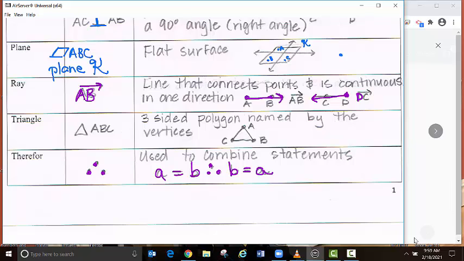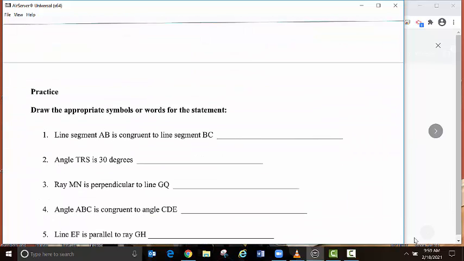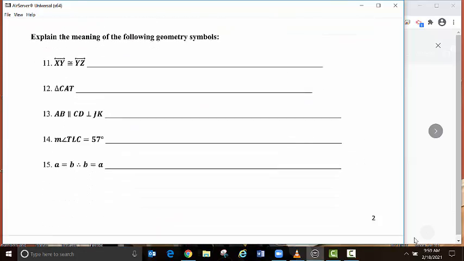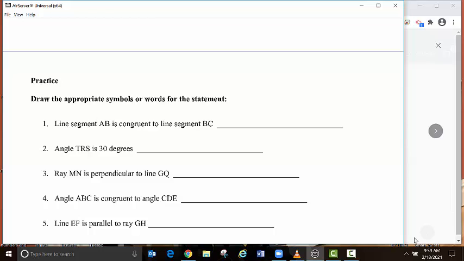Okay? All right. So I'm going to give you guys a minute. I want you to use that front side and see how many of these you can fill out. And I'll explain to you. It wants you to write it in symbols. Line segment AB. Okay, line segment AB. Oh, what's the symbol for congruent? Is congruent to line segment BC. See if you can use the symbols to fill this out.